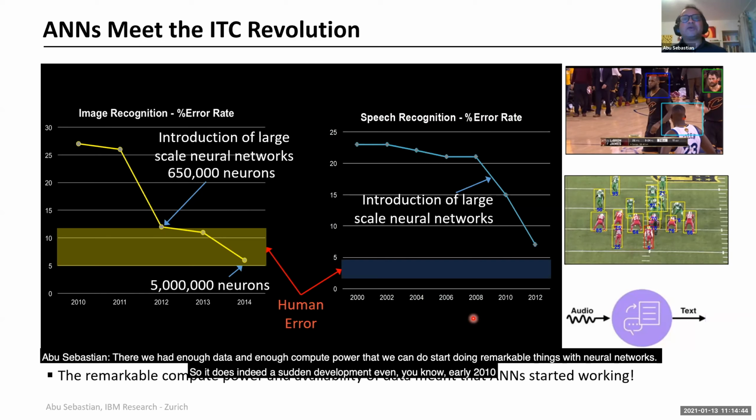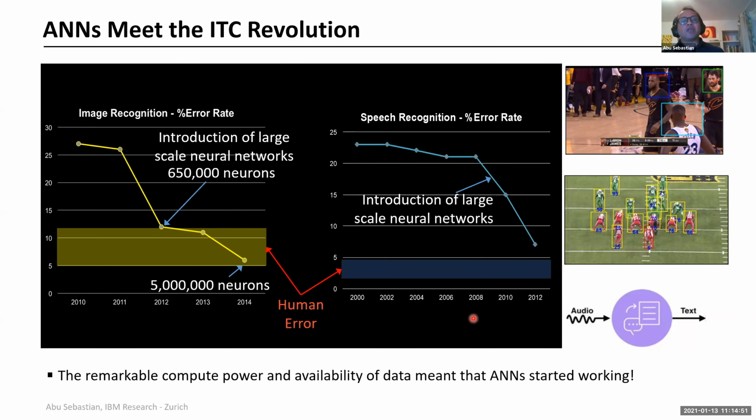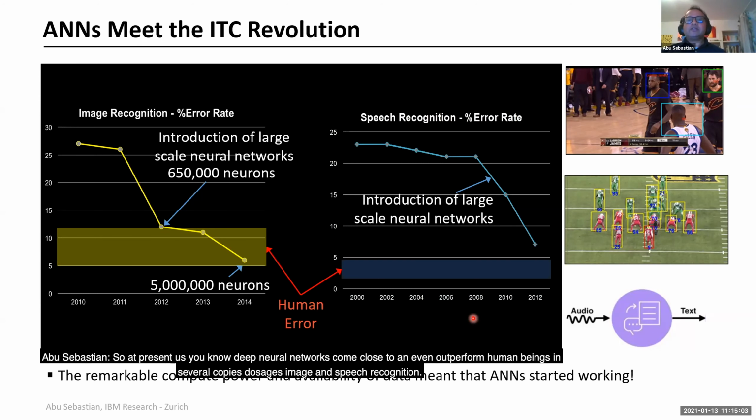Even in the early 2010s, ANNs were so unpopular that they were getting dropped off the curricula in many universities. Just think about that. But the ImageNet contest in 2012 changed everything, where a deep learning based or ANN based approach outperformed all other techniques by a huge margin. So at present, as you know, deep neural networks come close to or even outperform human beings in several cognitive tasks such as image and speech recognition.